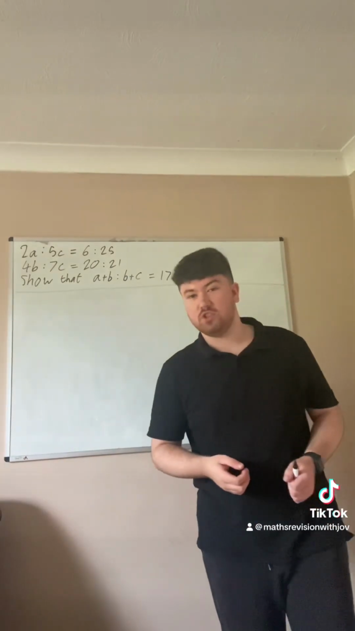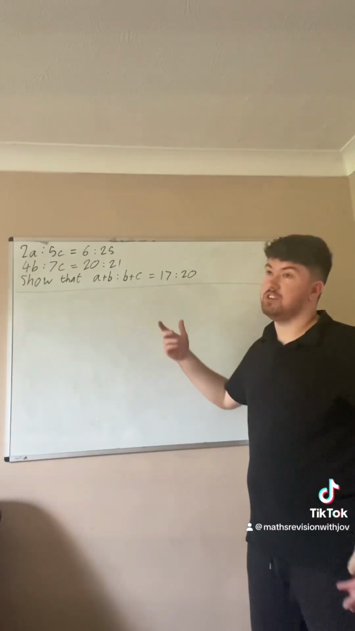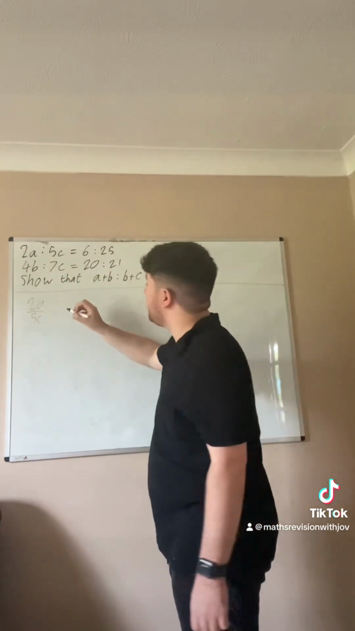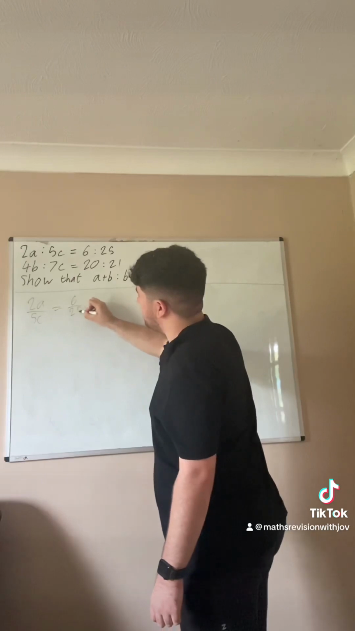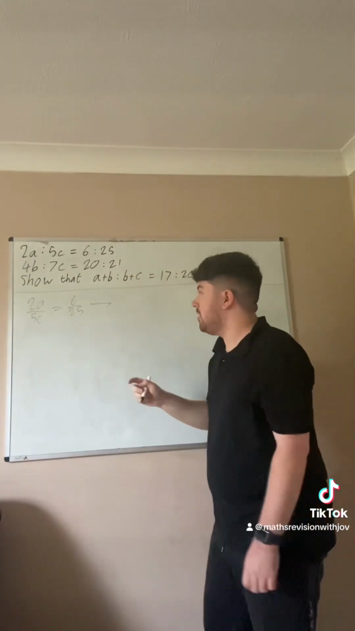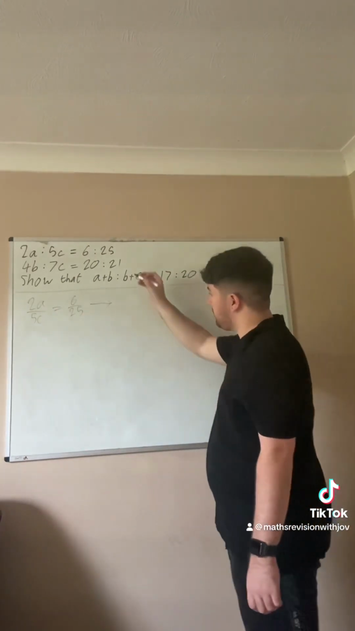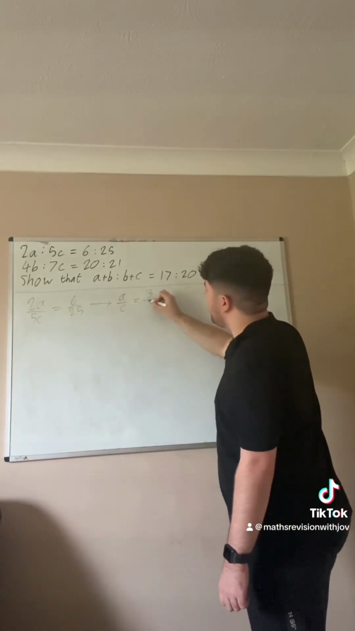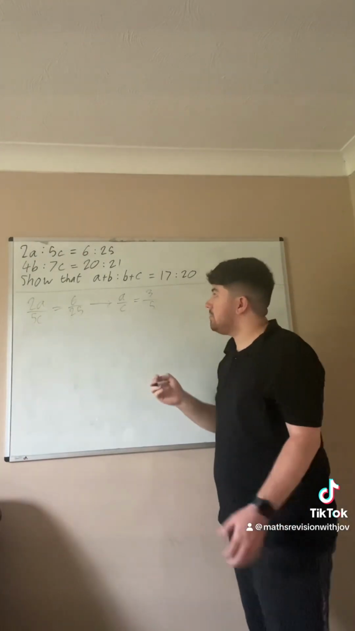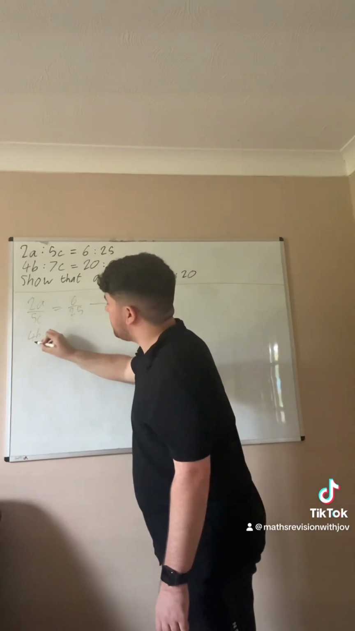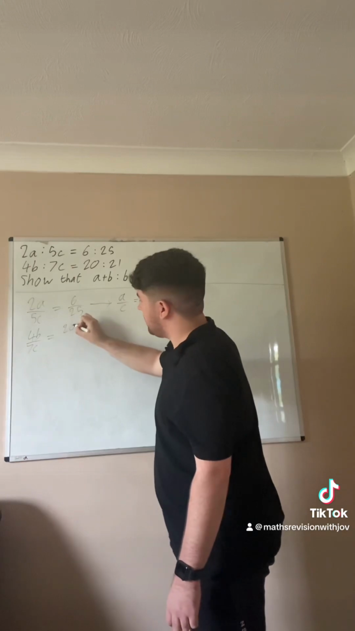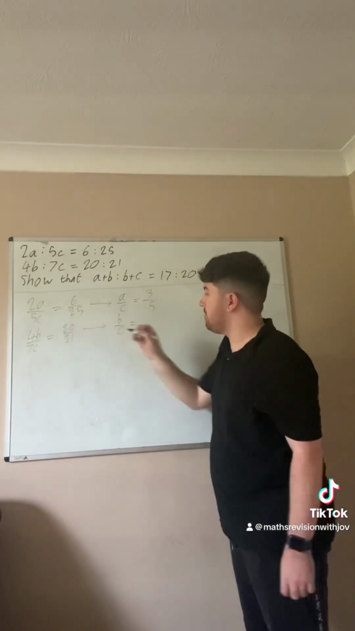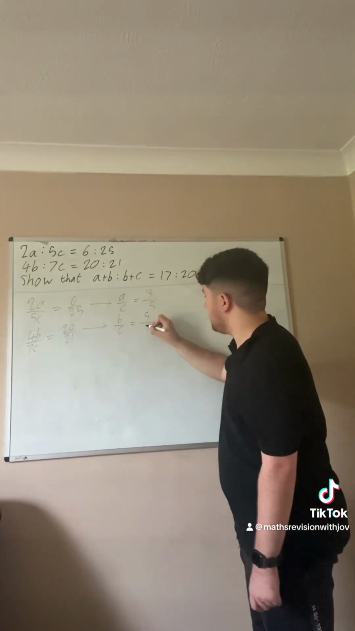The first thing I like to do with any ratio question is to create equations by using the idea that ratios are simply just fractions. So we can say that 2a divided by 5c, using the top ratio here, is equal to 6 divided by 25. Now, this can be simplified a little bit because we can divide the numerators by 2 and the denominators by 5, and it still holds. So we've got a divided by c is equal to 6 divided by 2 is 3, and 25 divided by 5 is 5. Similarly, we can do the same for the second ratio. 4b divided by 7c is equal to 20 divided by 21, which means that b divided by c is equal to 20 divided by 4 is 5, and 21 divided by 7 is 3.